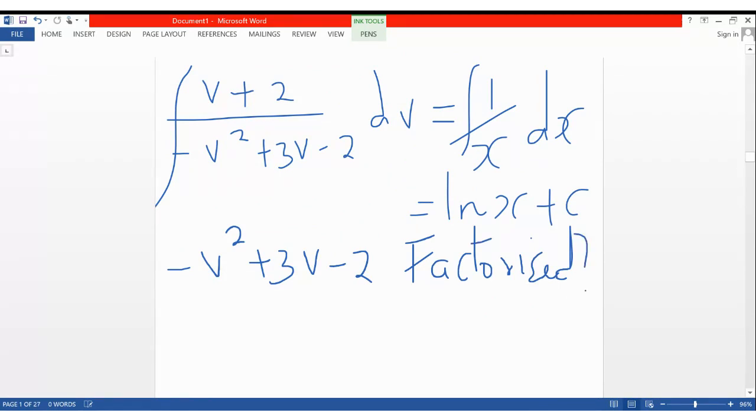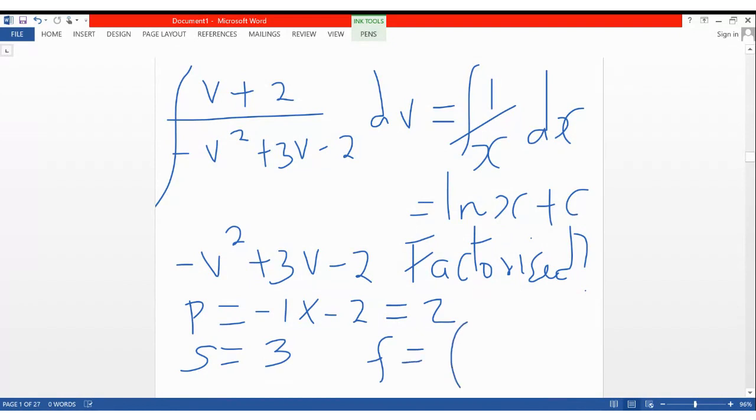So here the product here is what? -1 times -2 is the same as what? 2. The sum here is what? 3. That's two numbers that you multiply to get 2, and when you add, you get 3. Can someone give me those two numbers? That's what I will start with, to see if that one can be factorized.